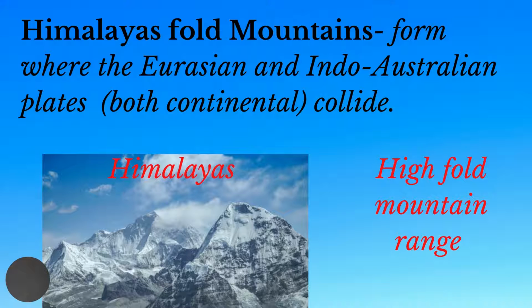An example of a fold mountain formed this way is the Himalayas fold mountain range. The Himalayas fold mountains were formed from the collision of the Eurasian and the Indo-Australian plates. Both plates are made up of a continental crust. This is the highest fold mountain range on the earth.